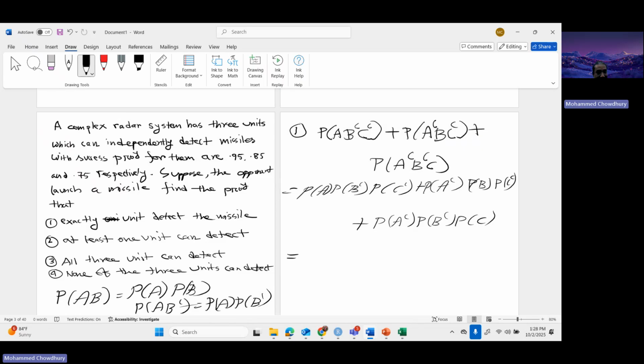Exactly. So probability of A equal to 0.95, right? Probability of B equal to 0.15. Probability of C equal to 0.25, right? Okay, now that one is probability of 0.05 and probability of 85 and probability of 0.25, right? And then probability of 0.05, probability of 0.15 and probability of 0.75.